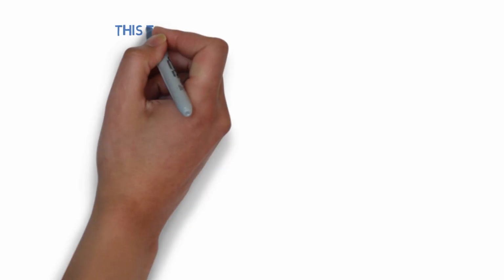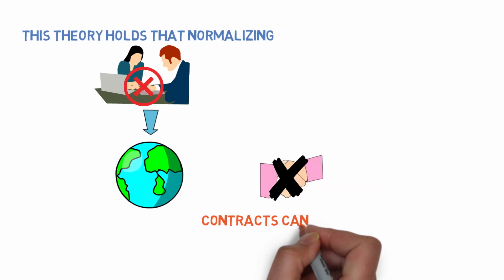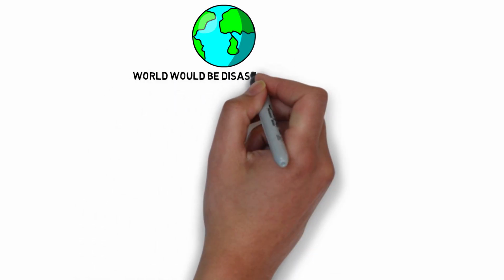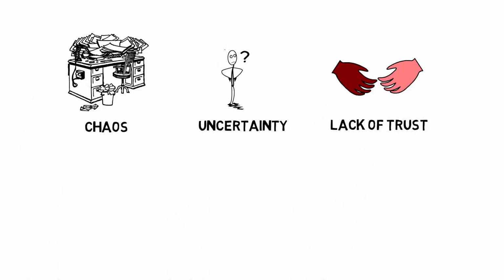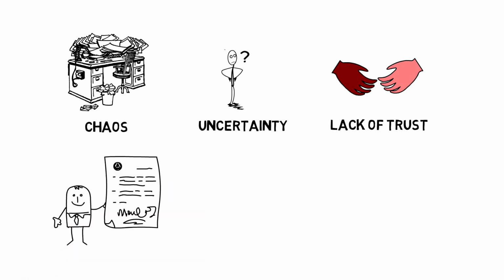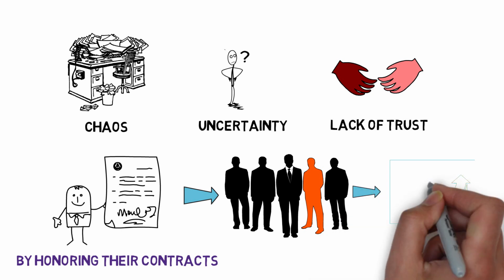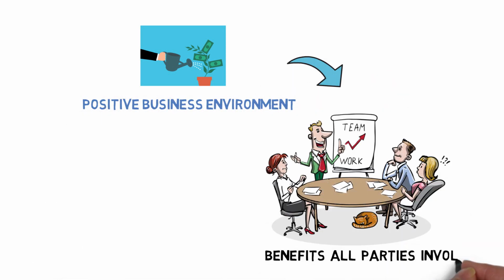This theory holds that normalizing contract breaking would create a world where contracts cannot be trusted, and businesses would not be able to rely on their agreements. The consequence of such a world would be disastrous for businesses and their stakeholders. It would lead to chaos, uncertainty, and a lack of trust between parties. By honoring their contracts, businesses signal to their stakeholders that they are reliable and trustworthy partners. This fosters a positive business environment that benefits all parties involved.